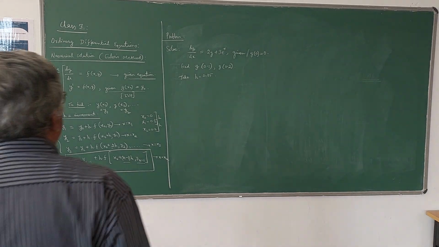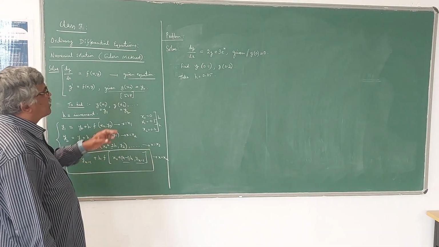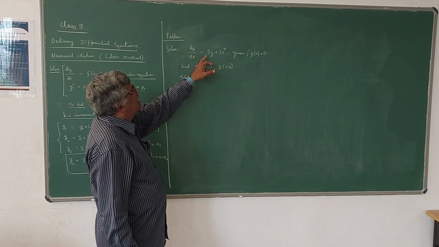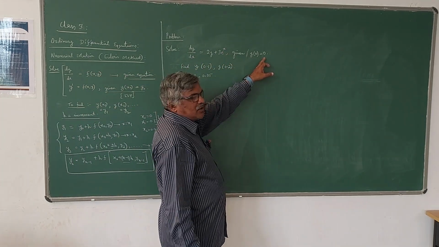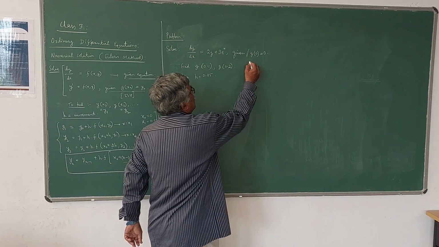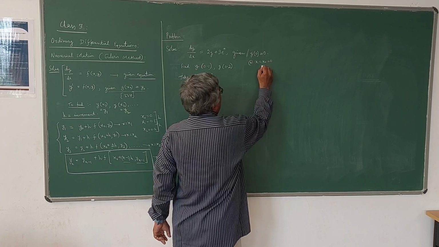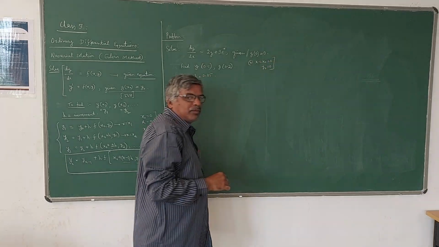So we will do one more problem using Euler's method. The given problem is: solve dy by dx is equal to 2y plus 3e power x, given y of 0 is equal to 0. That means x is equal to 0, y is equal to 0. X naught is 0 here, y naught is 0. Okay, this is the initial value problem.